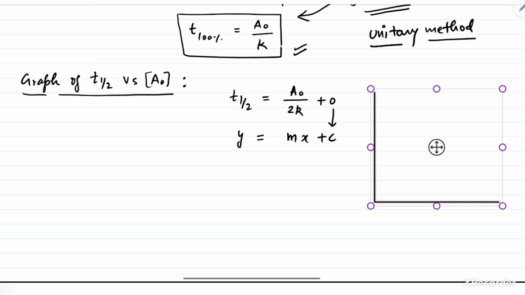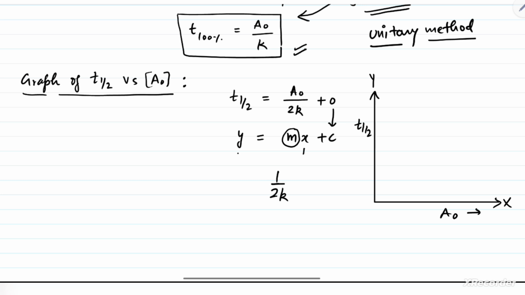Let us plot the curve. On the y-axis we have t half, so on the y-axis I will write t half. On the x-axis we have a naught, so I will write a naught. Now what is the value of m? This is important. When we have taken a naught as x, what is remaining is 1 upon 2k. That is going to be your slope. Since the value of c is 0, there is no intercept, so the line will pass through the origin. And m is going to be 1 upon 2k.